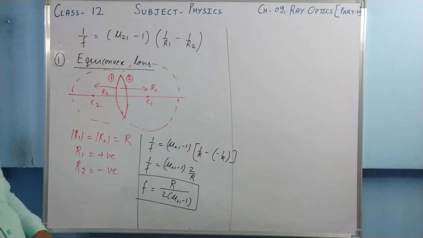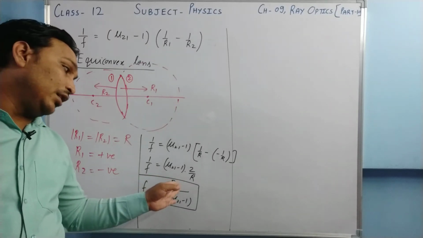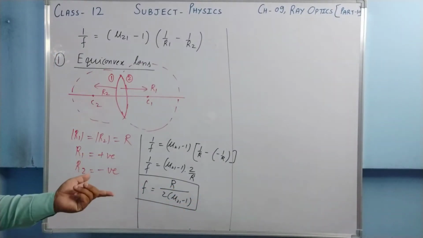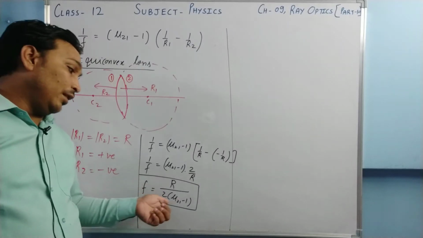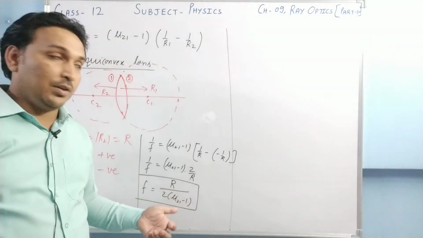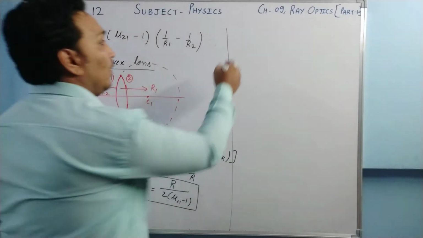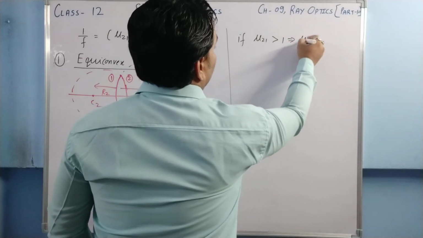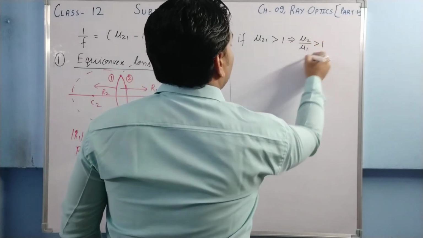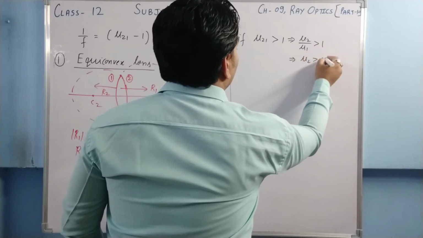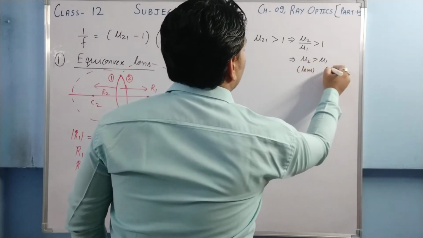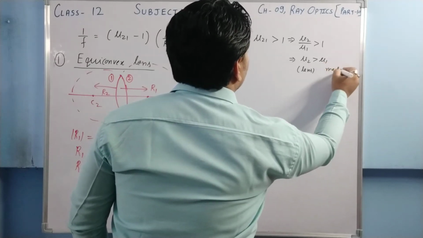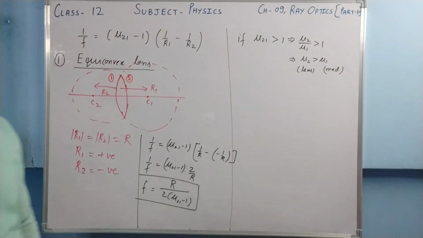If the lens is equiconvex, put in directly the radius of curvature and the refractive index of the material of the lens with respect to the surrounding, and get the value of f. Moreover, if mu 2 1 is greater than 1, it simply means that mu 2 upon mu 1 is greater than 1, which implies that mu 2 is greater than mu 1. Mu 2 is for the lens, mu 1 is for the surrounding medium. You need to understand it is for the surrounding medium.